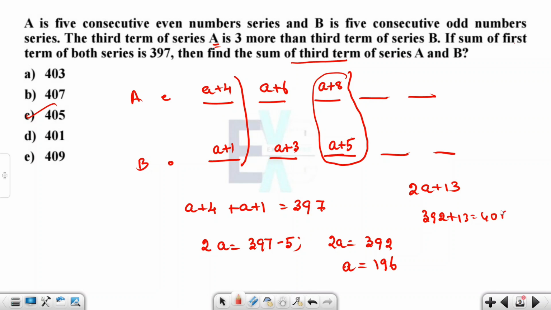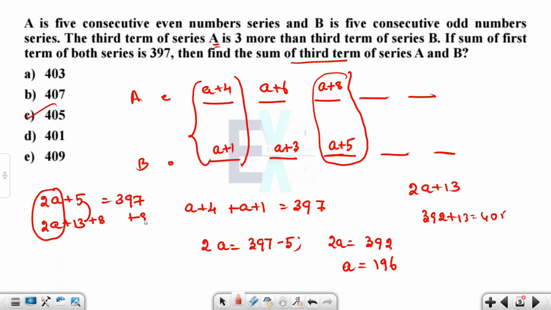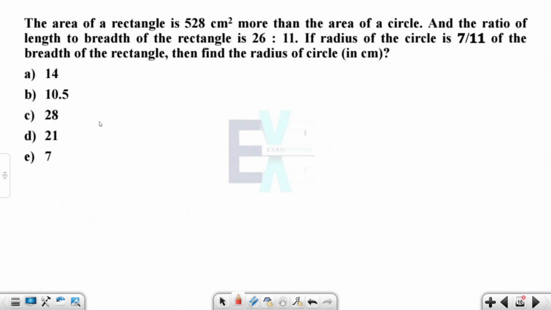Otherwise, a simple way: see here, you have a plus 5, that is 2a plus 5 is equal to 397. And we need to find a plus 8 plus a, that is 2a plus 13. So anyhow, this is the same, we need not change anything. The only change is happening in this part, that is the 8, that number is increasing. So what is 397 plus 8? The answer is 405. Okay, now next.